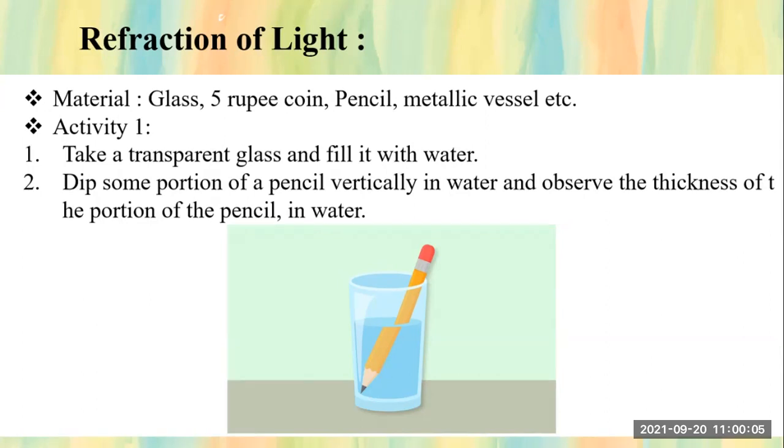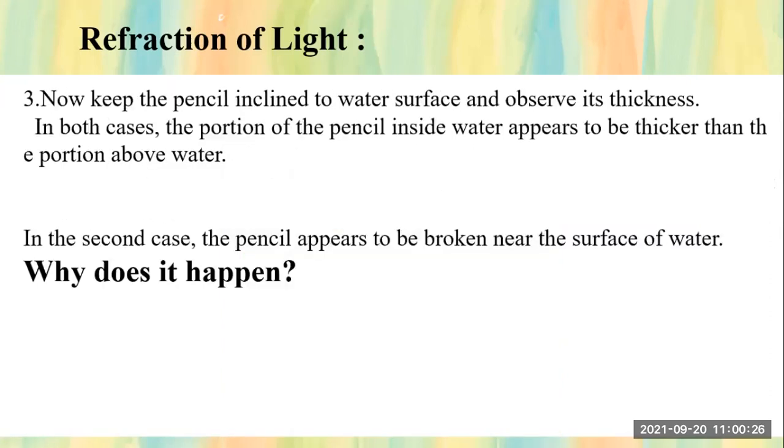Do that, students. Dip some portion of the pencil vertically in the water and observe the thickness of the portion of the pencil. What you will see, students? You will see that the portion of the pencil which is underwater is thickened up, right? It is thicker than the upper part, right? Now, second, keep the pencil inclined to the water surface and observe its thickness.